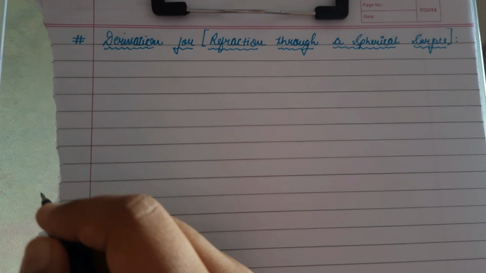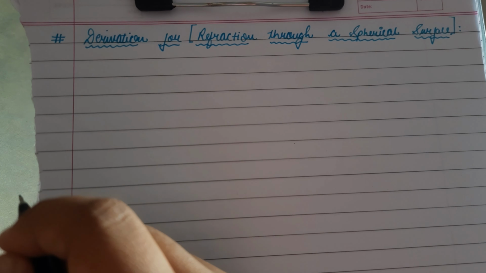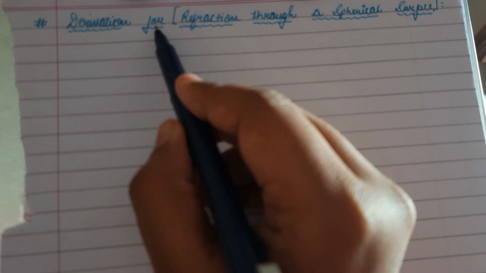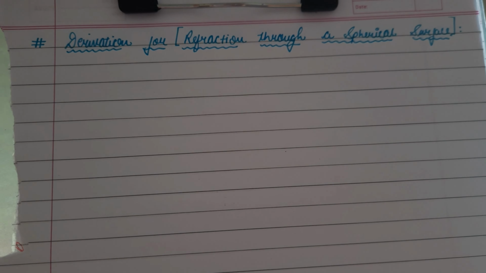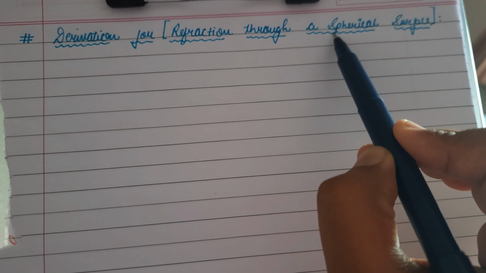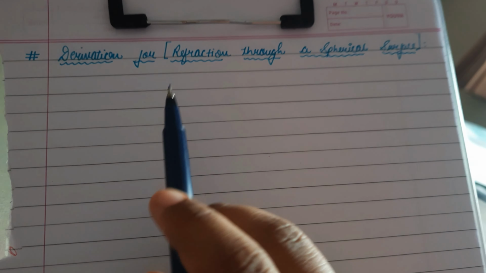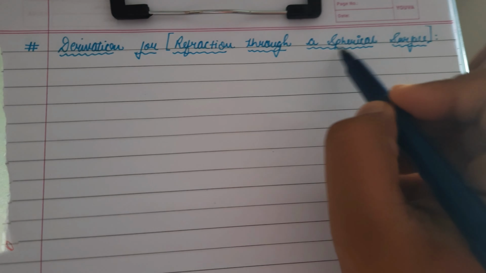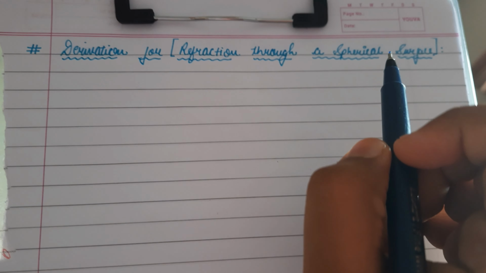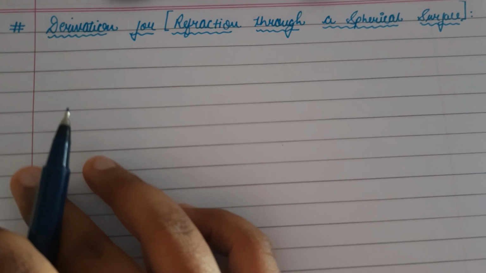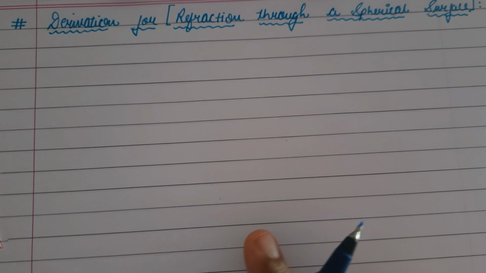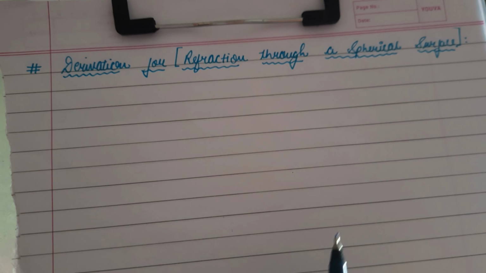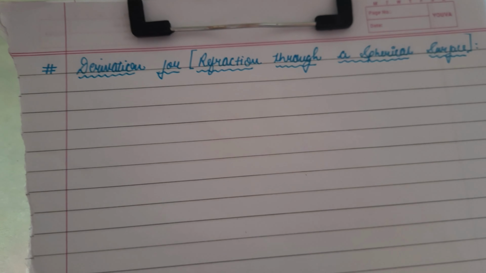So hello friends, in today's video we will see how to derive the formula when a ray of light is refracted through a spherical surface. The thing to keep in mind in this derivation is it's through a spherical surface and not a spherical mirror. So when we make the diagram, we will not silver either surface of the spherical glass. Okay, so now let's start with the derivation.